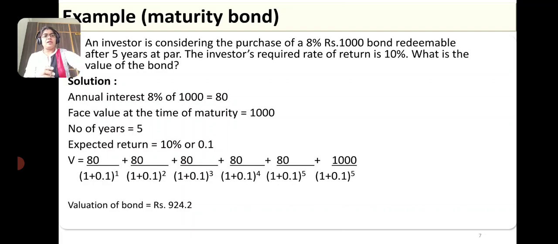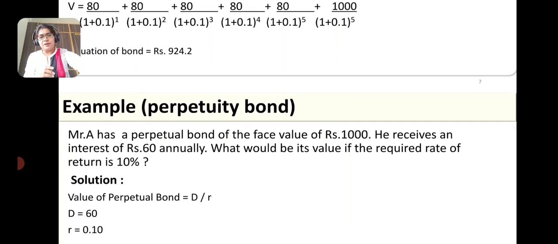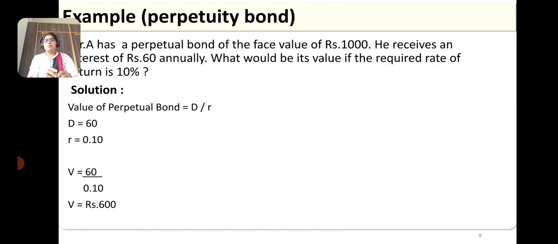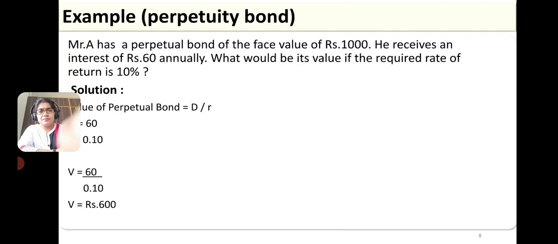Okay, so let's see one perpetual bond. That's very simple. Mr. A has a perpetual bond of face value 1000. He receives an interest of rupees 60 annually. What would be its value if the required rate of return is 10%? So he has a perpetual bond and gets 60 annually, with no maturity period, forever while he is alive. Then what is the value at which he can exchange that perpetual bond?